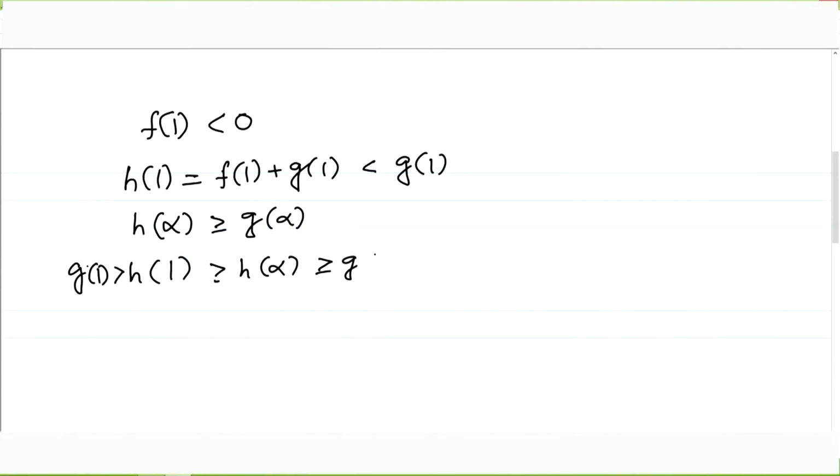You are on the right track. So you have shown that g of 1 is greater than h of 1, which is greater than or equal to h of alpha, which is greater than or equal to g of alpha. Can you now say something about this h of alpha? Now I have to use the intermediate value property of g. Before that, make some statement about h of alpha. h of alpha is between g of 1 and g of alpha.